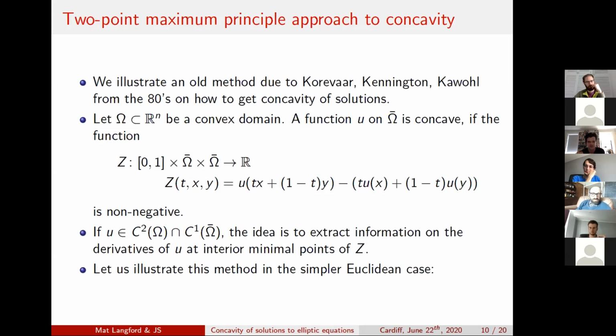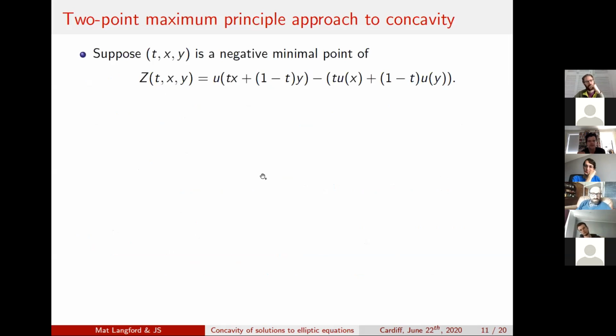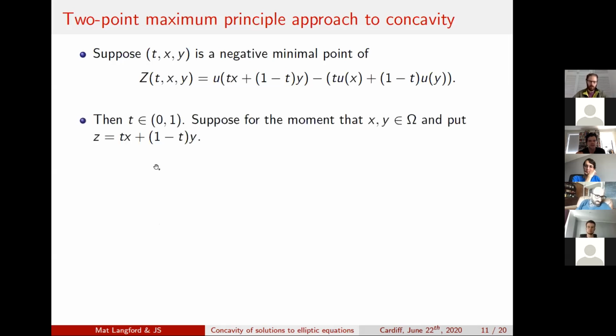I was not involved in that Euclidean case project. So we suppose that we have a negative minimal point of this concavity function, and we ignore the boundary case at the moment. I will come to that 2 slides later. So let's just suppose we have a minimal point t, x, and y of this function. And we differentiate. Obviously t is not 0 and not 1, because in this case Z would be 0. So this is automatic, but we also assume that x and y are in the interior.